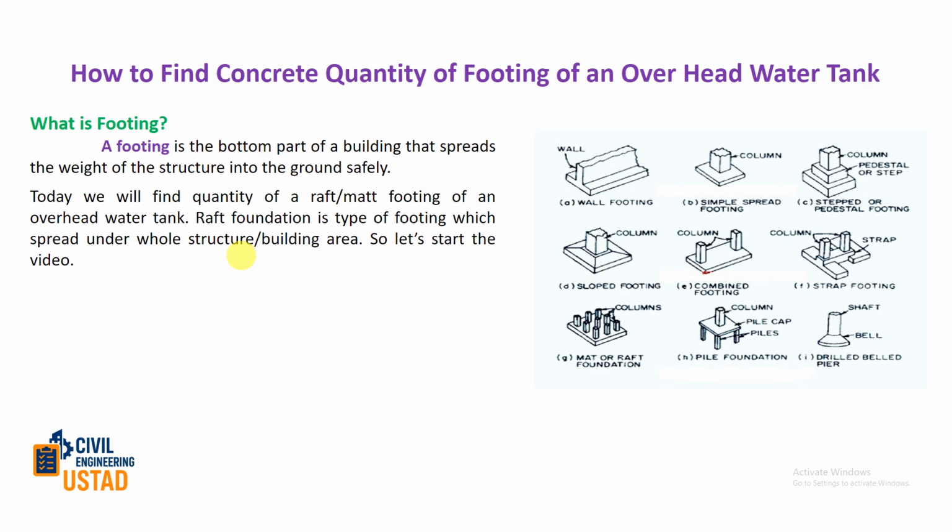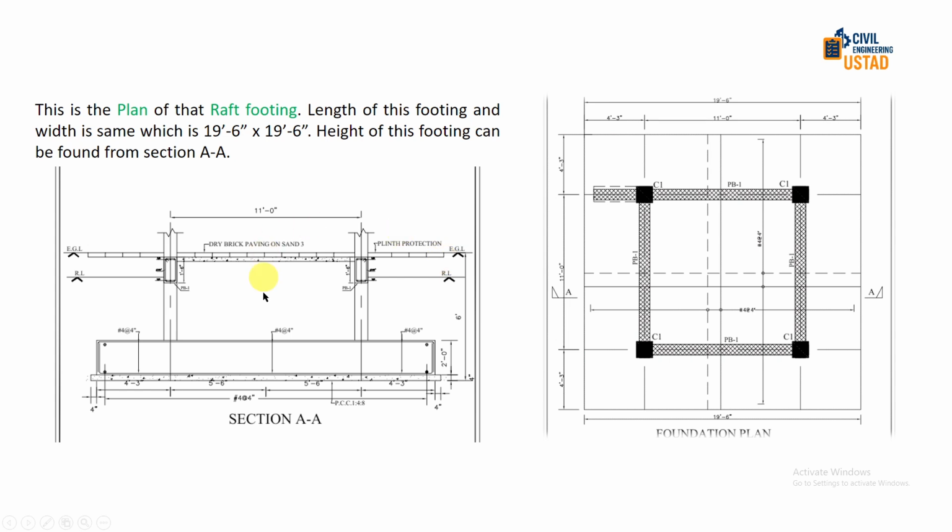A raft foundation is the type of footing which spreads under the whole structure area. So let's start the video. As you can see, we have two drawings here, a plan and its section. We will use this plan and section and use their length, width and height to find the quantity of concrete of that footing. As you can see, we have a length here and a width here and height here. We will use these values and find the quantity.